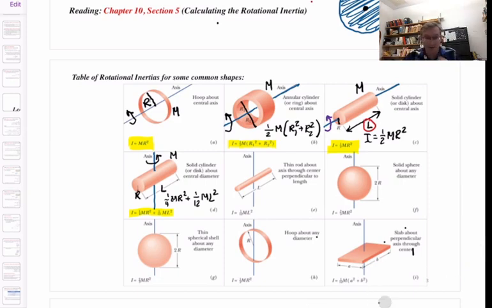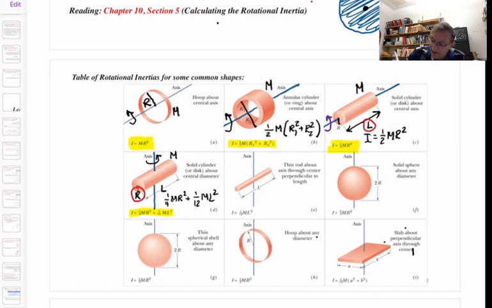Next, another common case. A thin rod about an axis through the center and perpendicular to the length. So here what you want to imagine is the solid cylinder in picture D that I was just talking about, but let that radius r shrink to effectively so tiny that we'll ignore it. That's called a thin rod. It's just a cylinder that's much longer than it is thick.